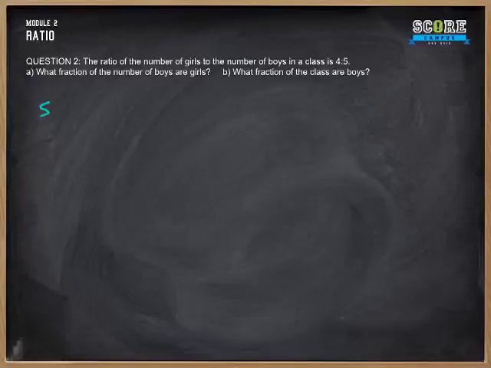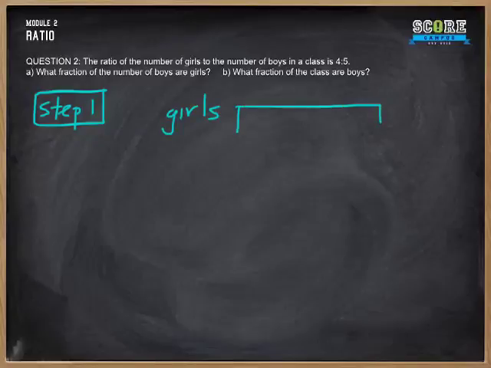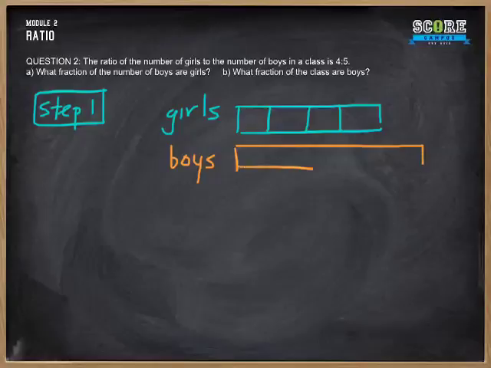So let's do step 1. Step 1 is to draw a simple model to illustrate the information that is given to us. Number of girls, 4 units, right? So let's draw a model, 4 boxes. Because by drawing these boxes, we get all the information we want to answer the questions. Number of boys, 5 boxes. That's what the question says, right? 4:5.